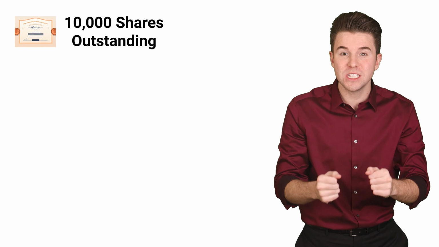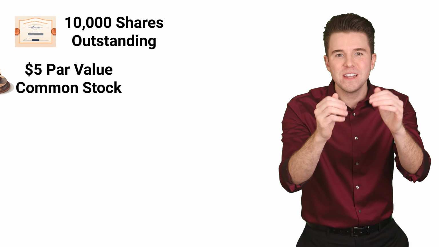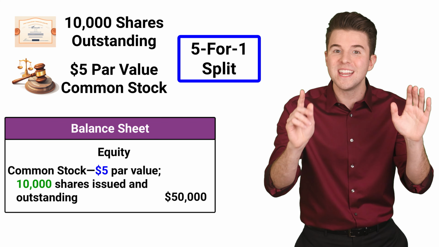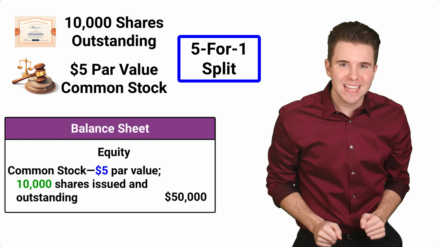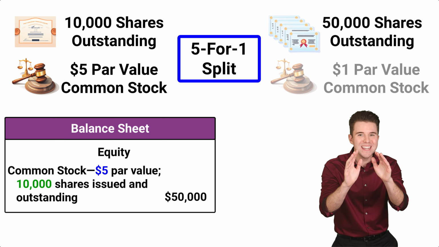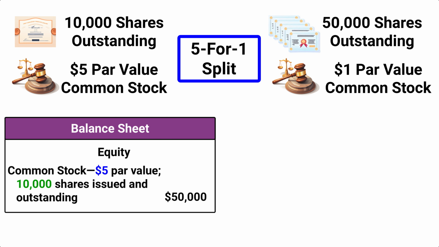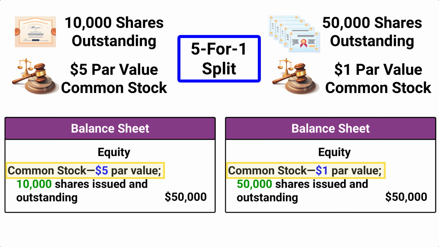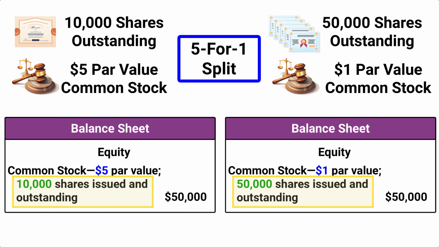Now let's talk about how to account for these splits. Assume a corporation has 10,000 shares outstanding of $5 par value common stock, and the company does a 5-for-1 stock split. After the split, the corporation now reports 50,000 shares of $1 par value stock. This stock split does not affect total equity. The only change is to the common stock account title and the description of shares issued and outstanding on the balance sheet.